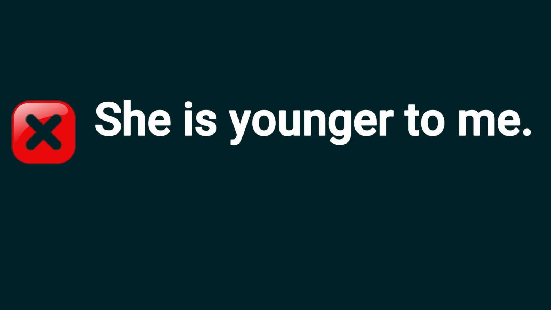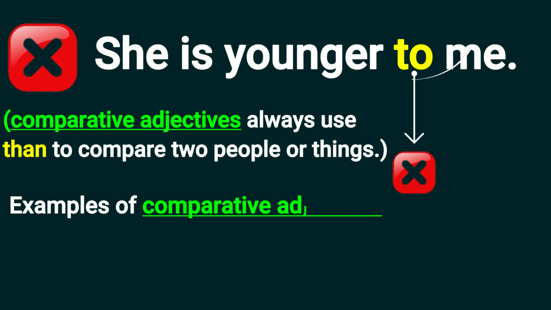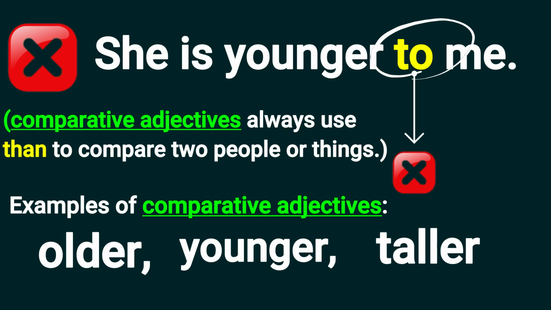Number 2. She is younger to me. So let's find out the mistake in the sentence. Here using of to is wrong because in comparative adjectives always use than to compare two people or things.